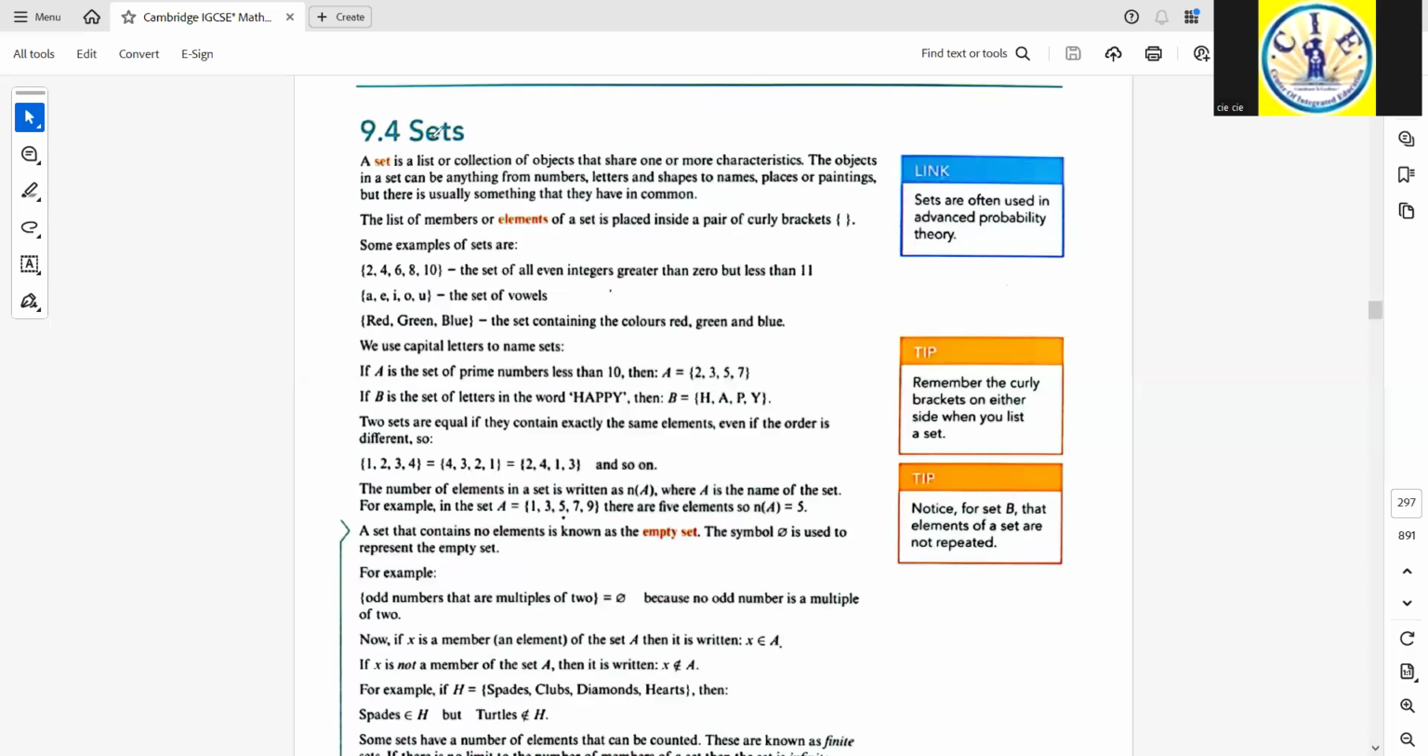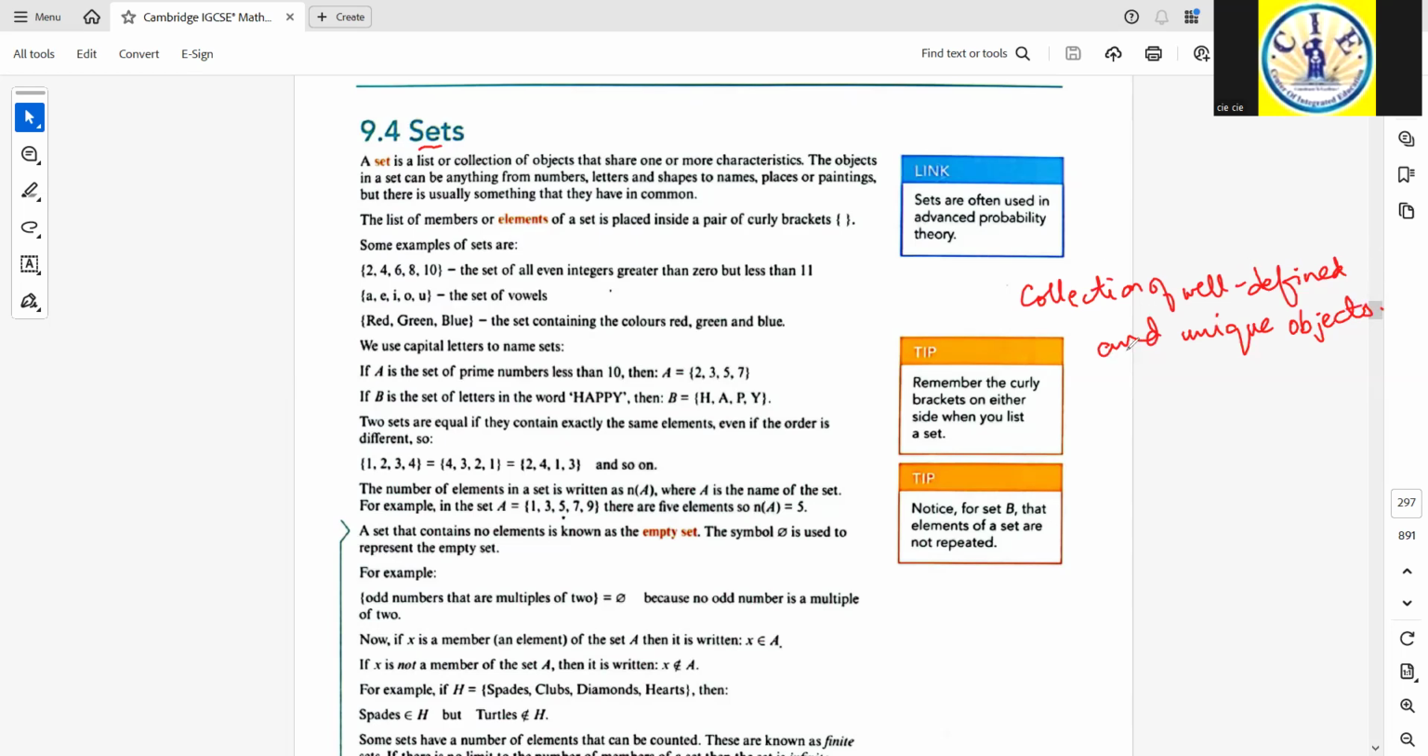Now the topic that we are going to discuss is sets. Sets is actually a collection of well-defined and unique objects.